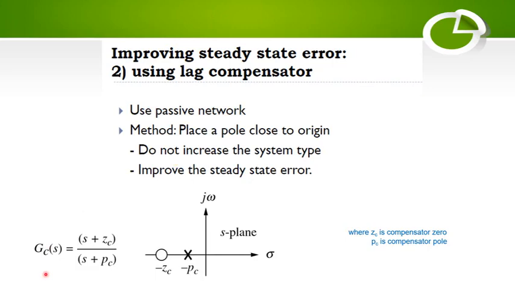So this is the transfer function of a lag compensator. It has a zero on the left side of the S plane, and also a pole on the left side of the S plane. If we plot the compensator pole and the compensator zero, you will have a pole and a zero, and always the location of the pole is much closer to the origin compared to the compensator zero. This is the characteristic of that compensator.